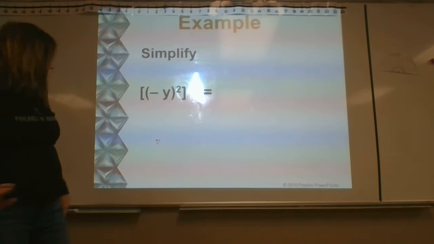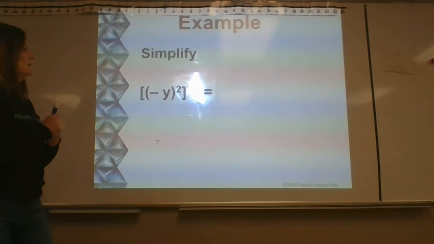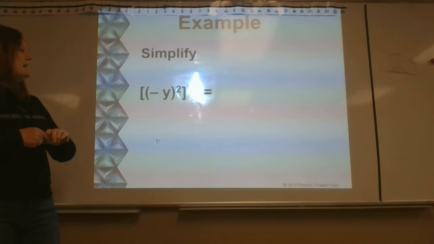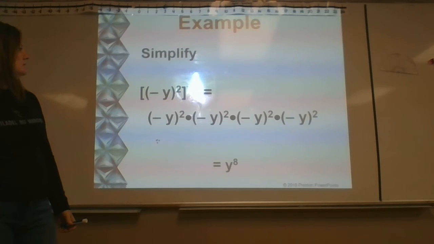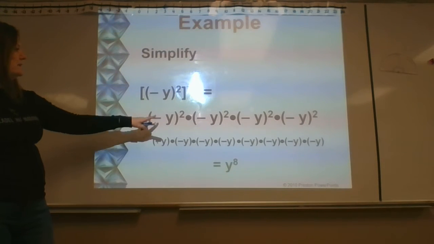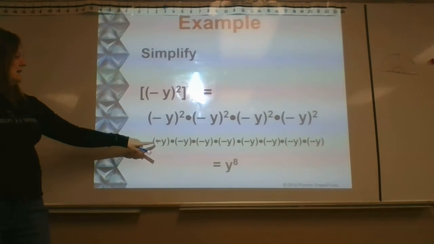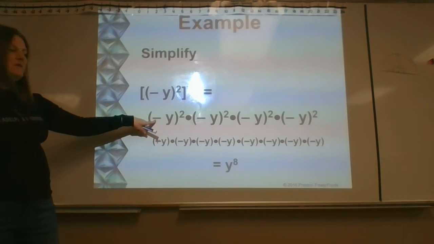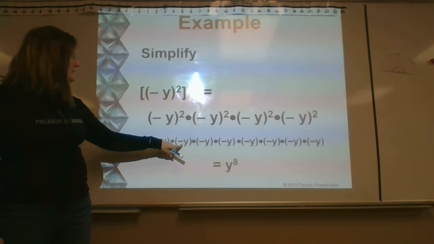This is to the 4th power. I don't know why that's not showing up. Negative y squared to the 4th power means we're going to multiply negative y to the second 4 times. So negative y to the second, repeatedly multiplied 4 times, and remember the negative here is also squared, so you're going to multiply negative y times negative y.